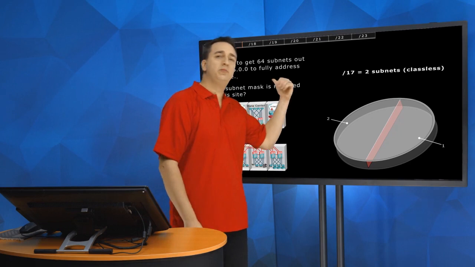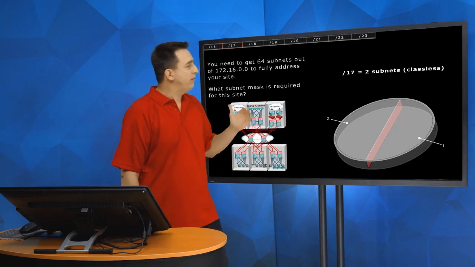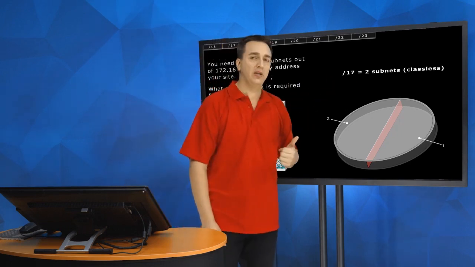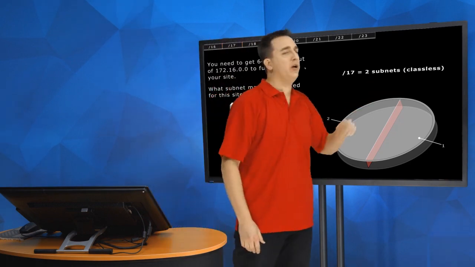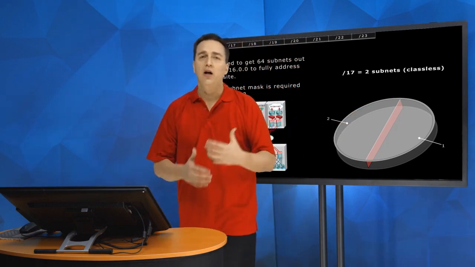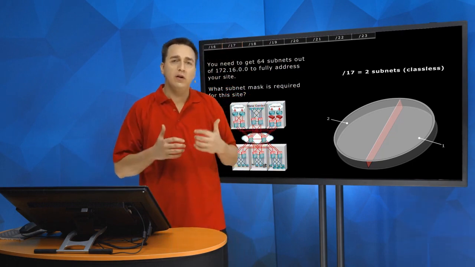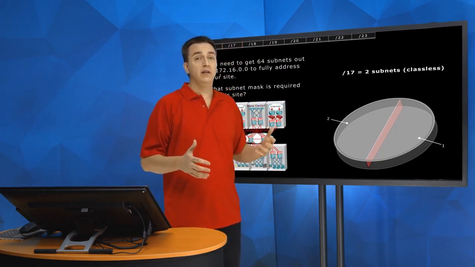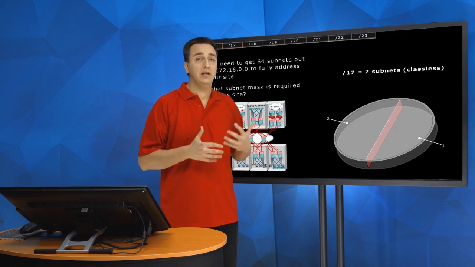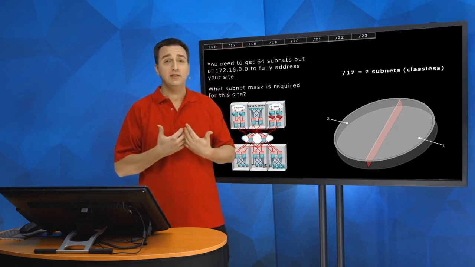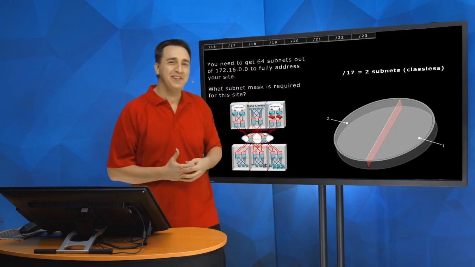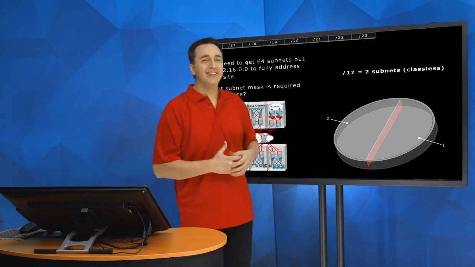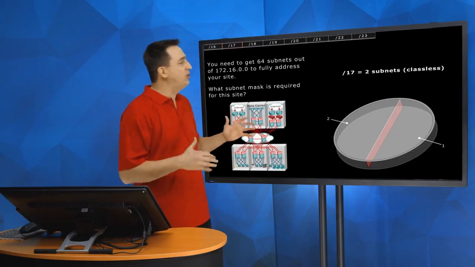So I'm a Class B still at 172, but I've changed the subnet mask to a /17, which is not its default. The default for Class B would be /16, so we are now called classless. We have lost our class, and that's fine. In today's day and age, being classless is fine. I'm classless. I'm void of class, and you might want to be classless too. All right. So let's see what happens now if we change the subnet mask again.